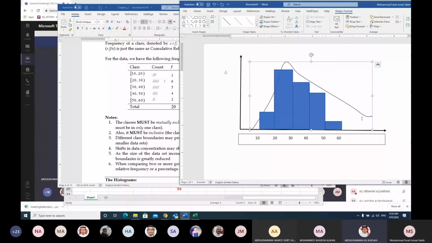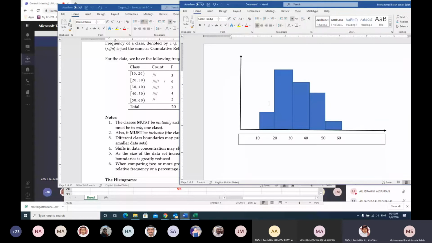It's skewed where? To the right. Data clustered where? To the left, mainly in which class? 20 to 30, the second class. Now, your question. What is your question?